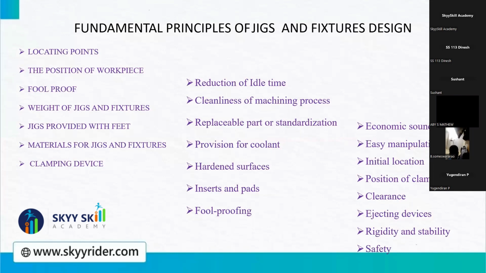Okay, so reduction of idle time, cleanliness of machining process, replaceable parts, standardization. This means that in designing any jig or fixture, you have to use some standard parts only, because every time you do not need to make the locating pins or the clamping points. So these are some points we need to check in our mind before making any design of jigs or fixture.